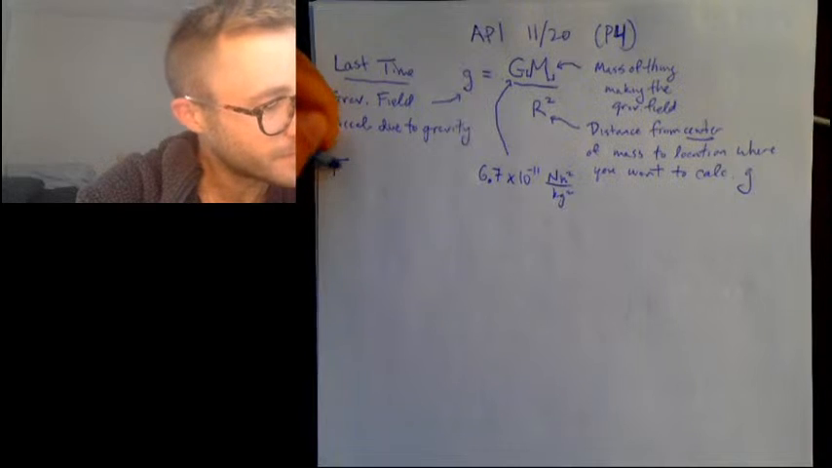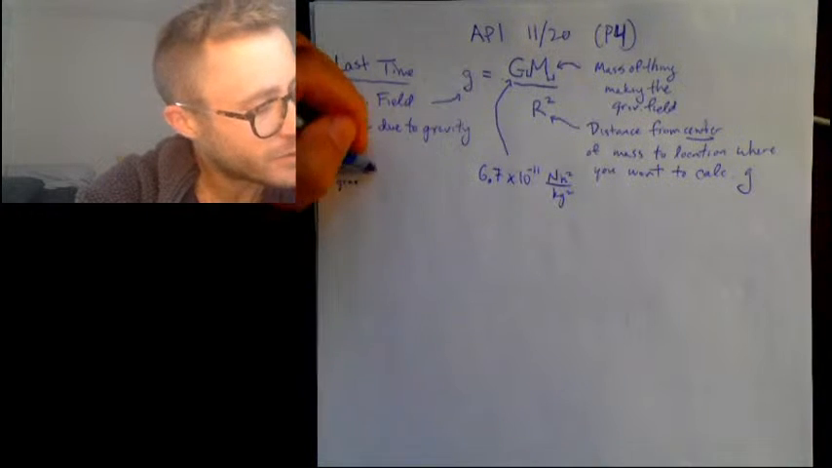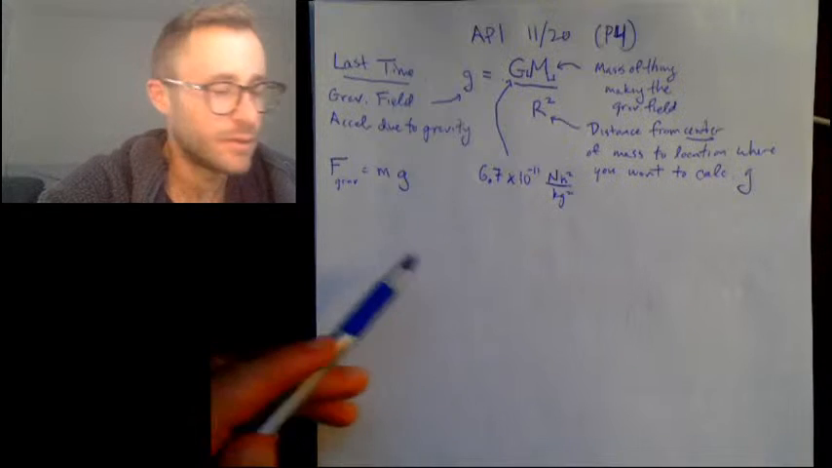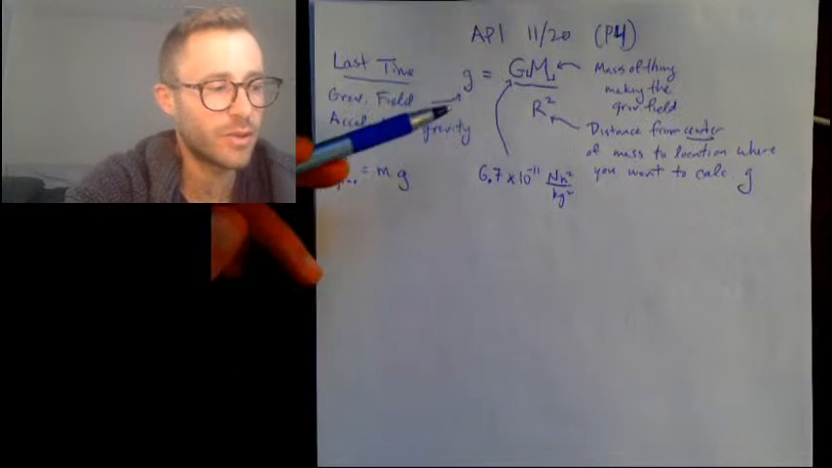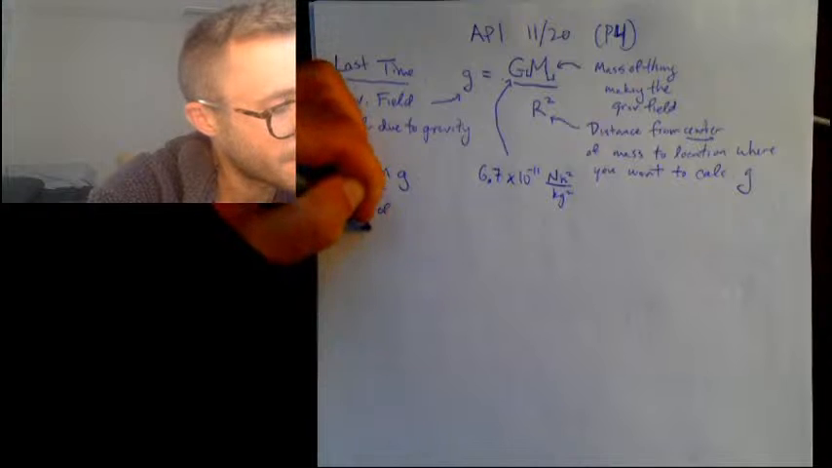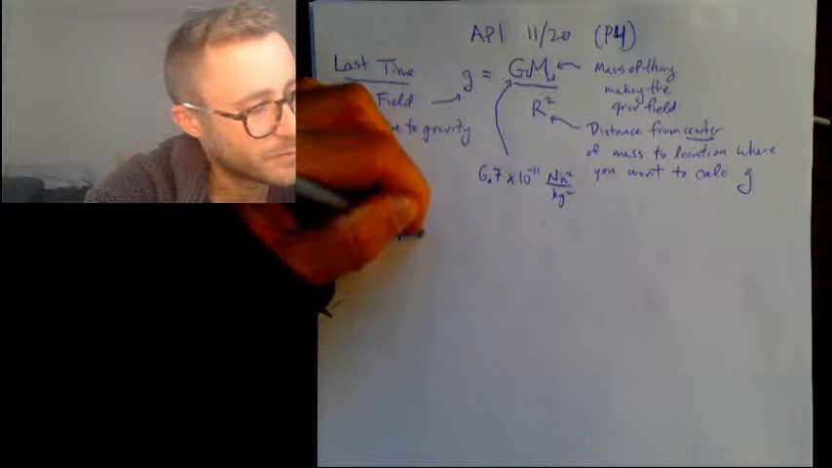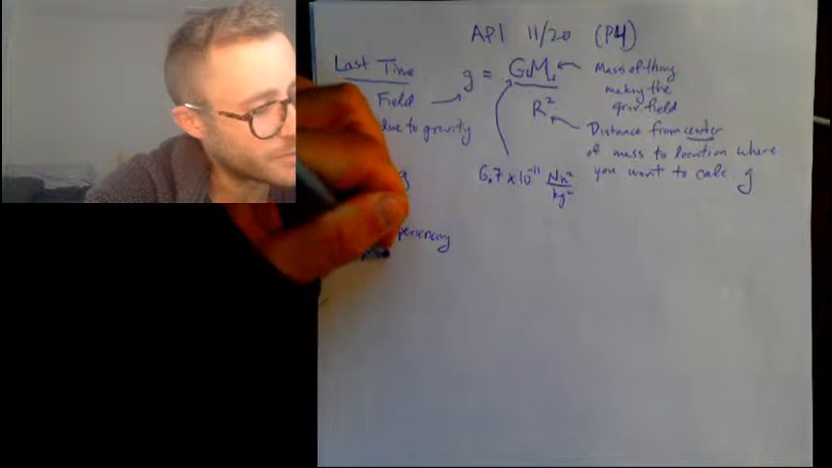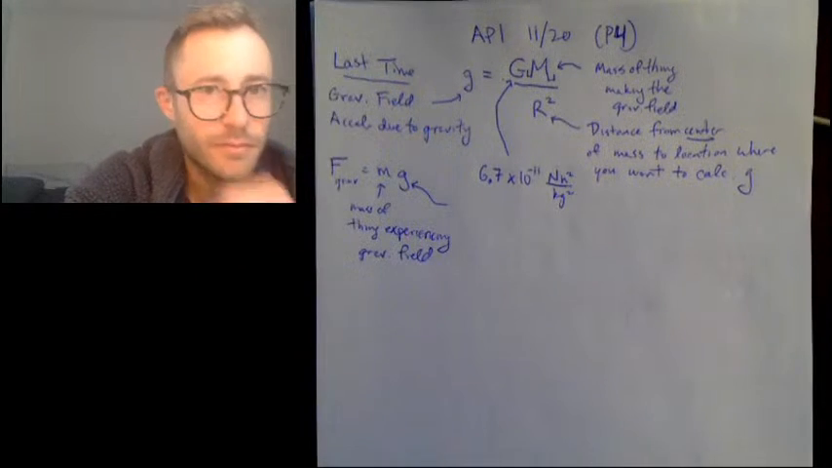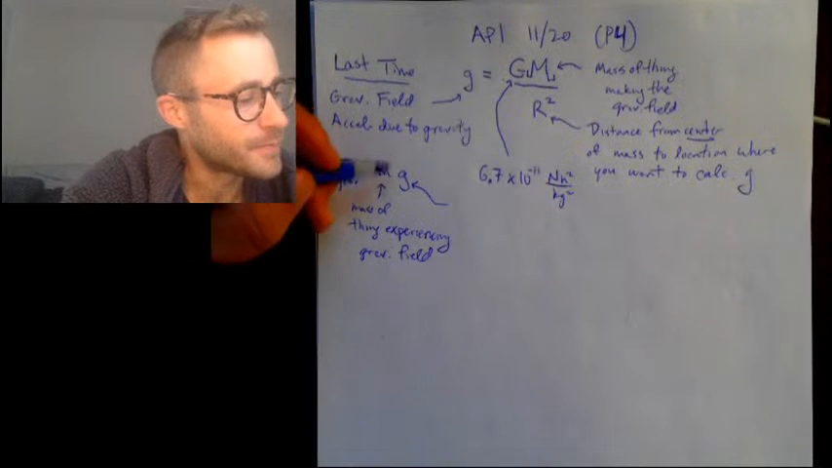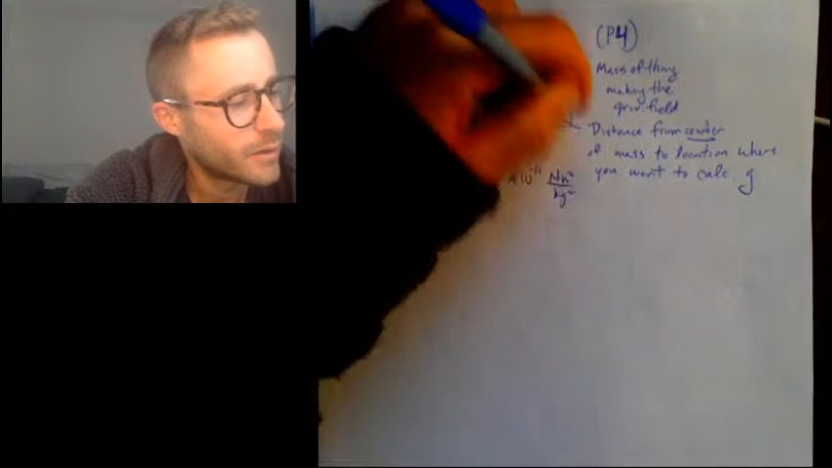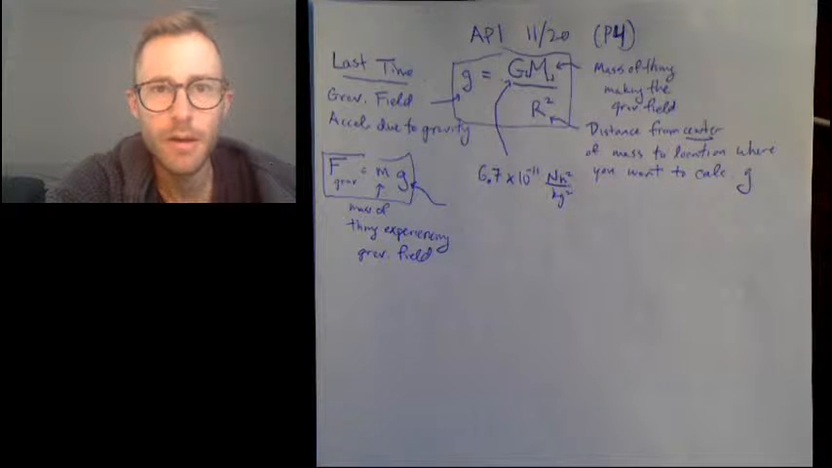The gravitational force is m times g. So we have to keep in mind that there is a difference between what these m's are representing. So this big M is the mass of the thing creating the gravitational field. This little m is the mass of the thing experiencing the gravitational field. Okay? And g is the gravitational field that it experiences. Okay? So these were the two main equations from last time.